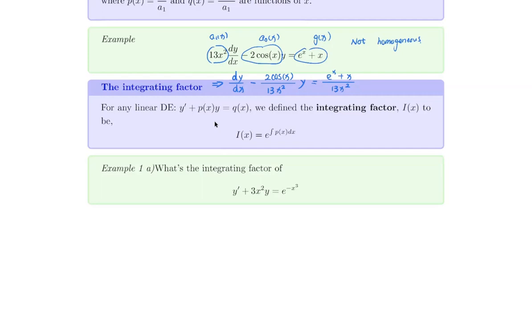Now, let's look at this example. What is the integrating factor of this differential equation? I'll give you 1 minute to think about it. Remember, you need to use this equation, okay? What is the integrating factor of this?